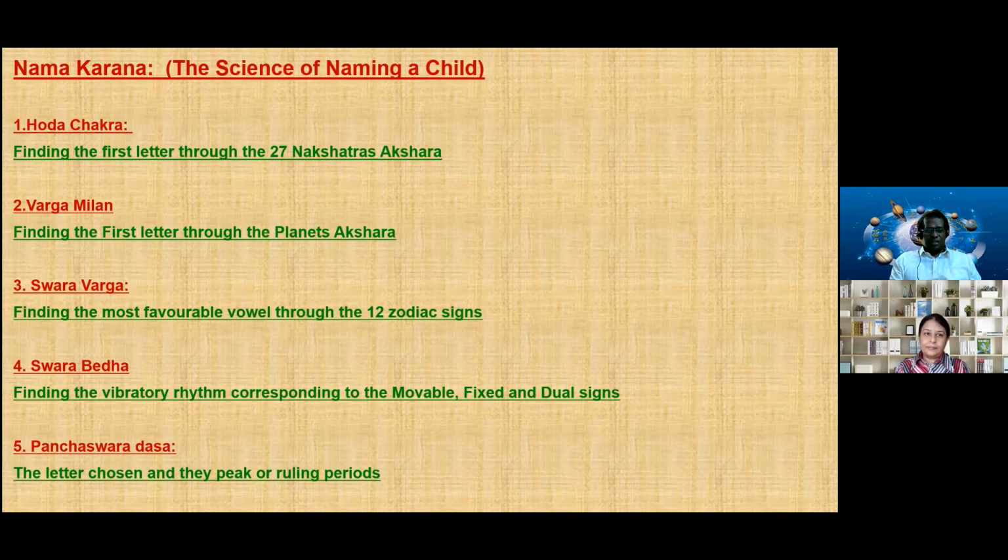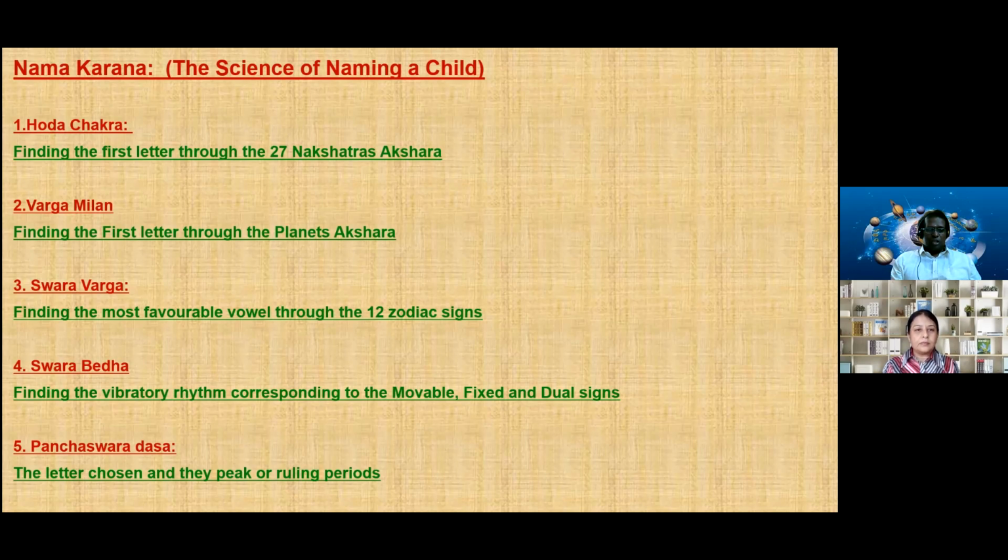Apart from the nakshatras, there's one thing called Vargamila. This is finding the first letter through the planet's akshara. Each planet has an akshara, and we will have to find out that particular akshara based on the strength of the planets and the rules to find the akshara of a planet. So with these two, we find the first consonant in the name.